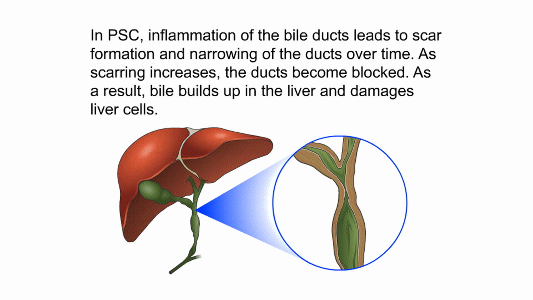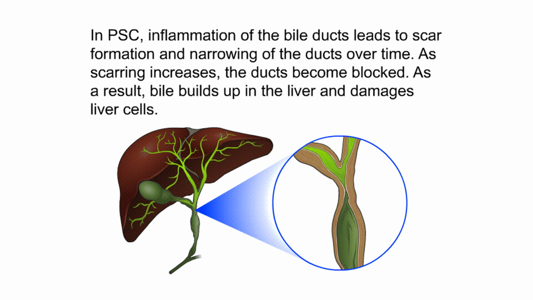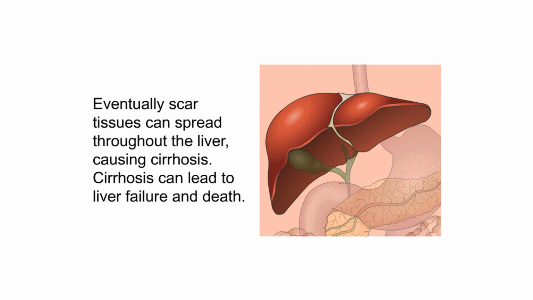In PSC, inflammation of the bile ducts leads to scar formation and narrowing of the ducts over time. As scarring increases, the ducts become blocked. As a result, bile builds up in the liver and damages liver cells. Eventually, scar tissues can spread throughout the liver, causing cirrhosis. Cirrhosis can lead to liver failure and death.